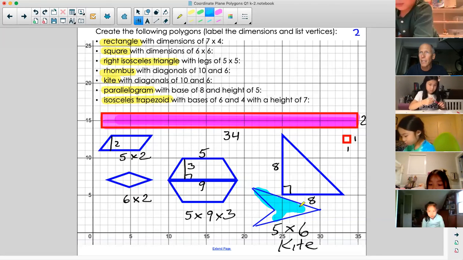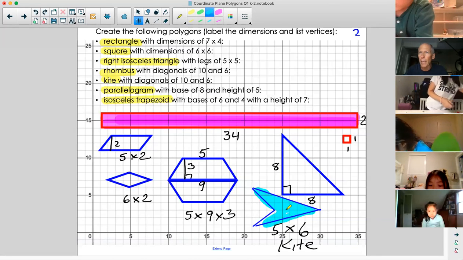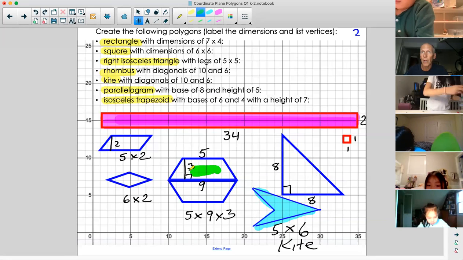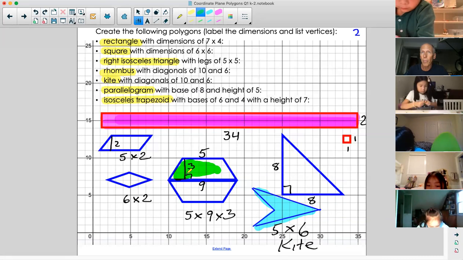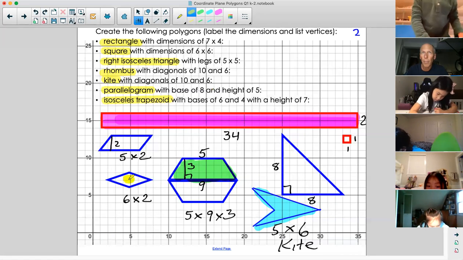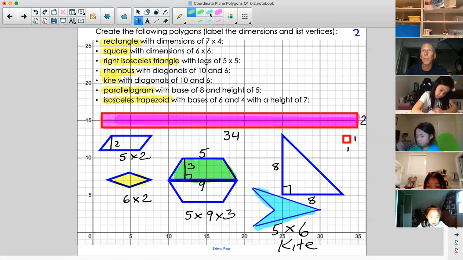And you know what, guys? I don't like my kite because I don't think it was a proper kite. So I'm going to make a better one a little bit later, because my kite was not a proper kite. My rhombus, I like my rhombus. I like my parallelogram.